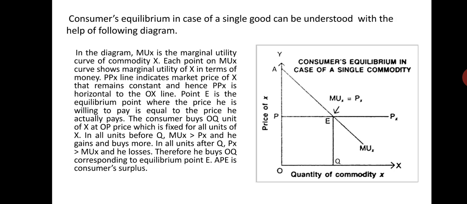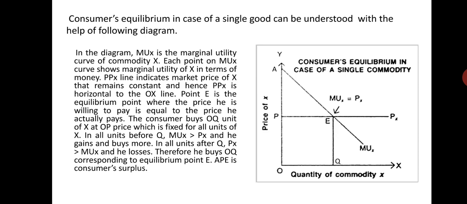Therefore, he buys OQ corresponding to equilibrium point E. Why is it the equilibrium point? Because here MUX is equal to PX. Marginal utility of the commodity becomes equal to price. So this is the equilibrium point. Corresponding to the equilibrium point, OQ quantity is the equilibrium quantity he has to purchase. And APE, mark the above triangle. It is in triangular form, APE. It is consumer surplus, the surplus of utility which he gains.